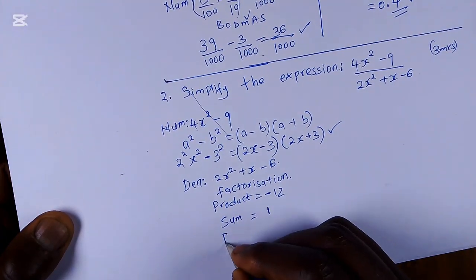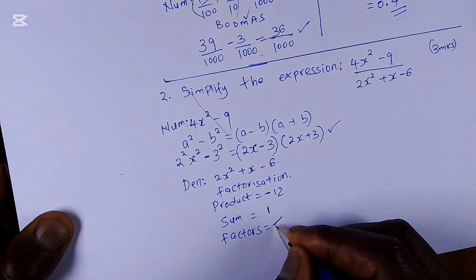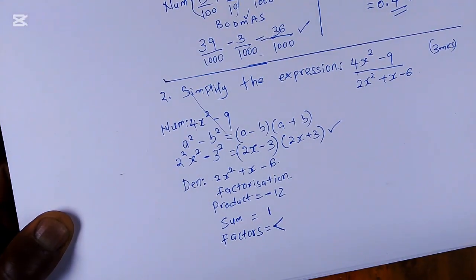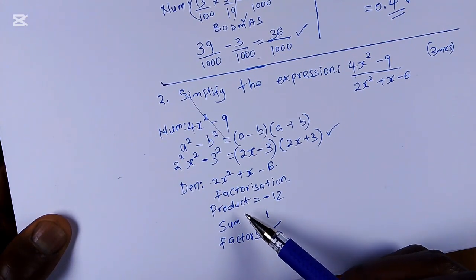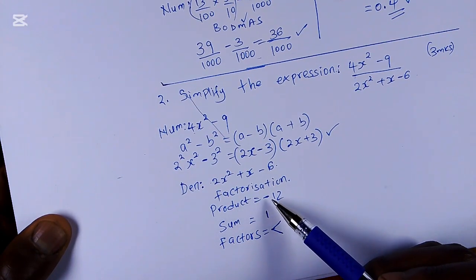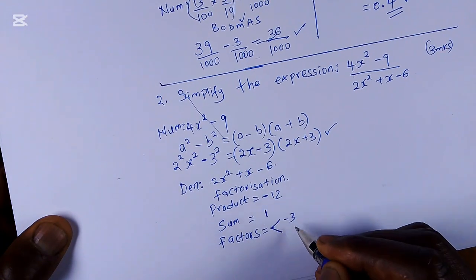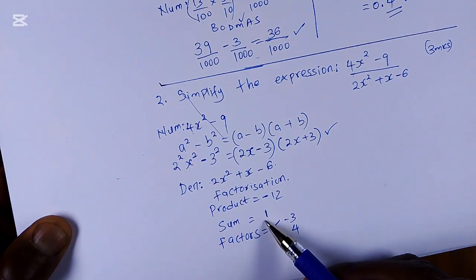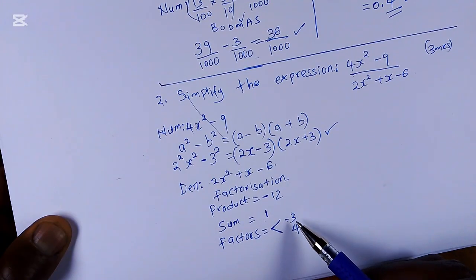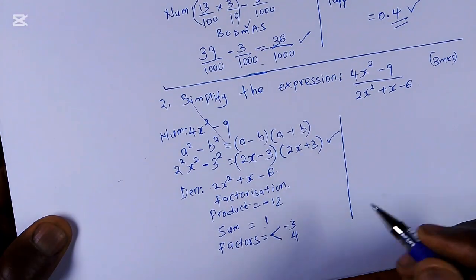And then we proceed to find the factors. We need to find two numbers which, when we multiply them, give us negative 12, and when we add them, give us 1. And the two numbers are negative 3 and 4. So negative 3 plus 4 is 1. Negative 3 multiplied by 4 is negative 12. So those are the two factors that we will use.